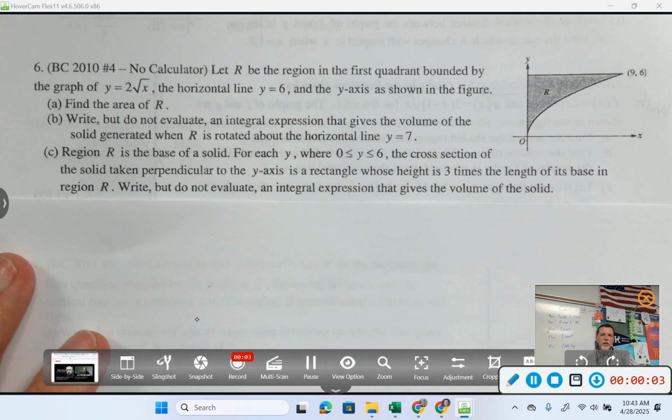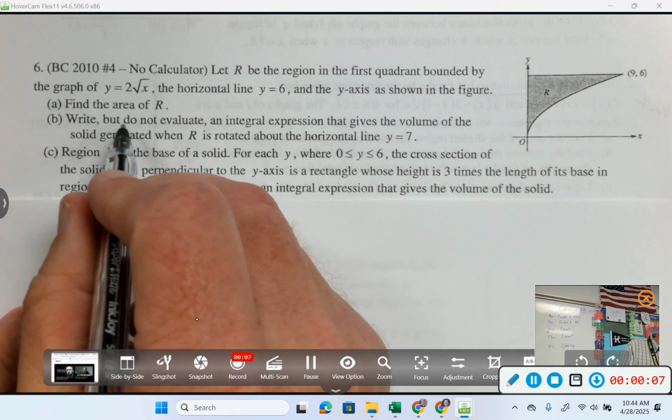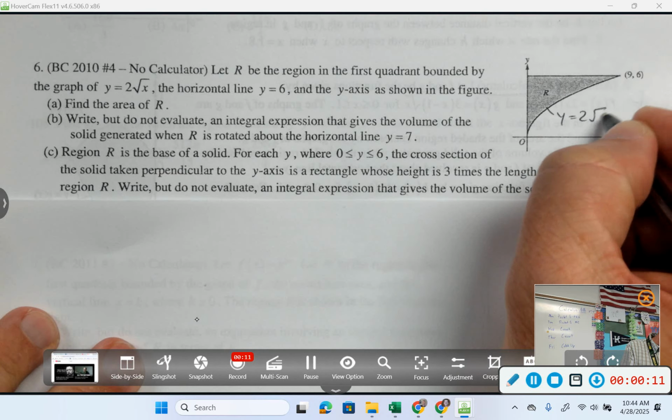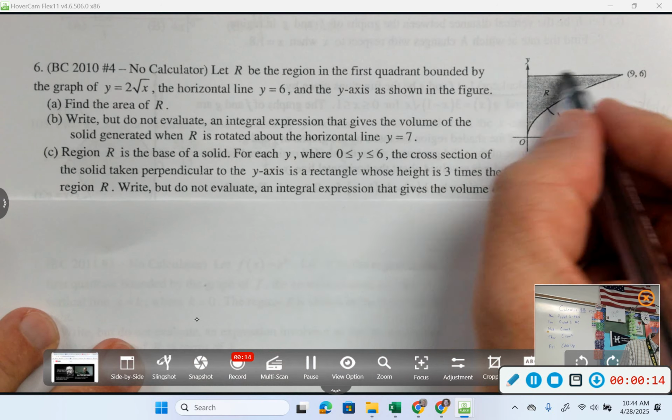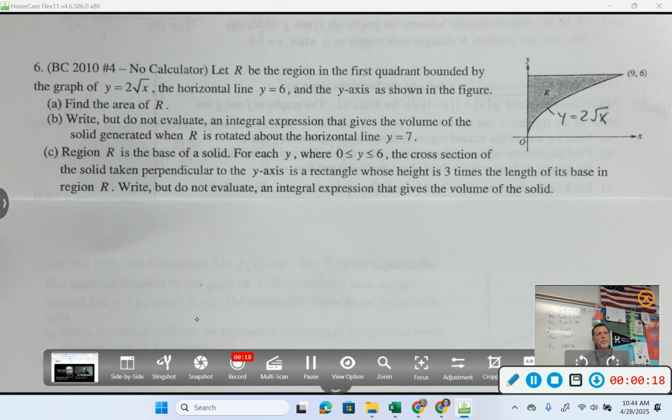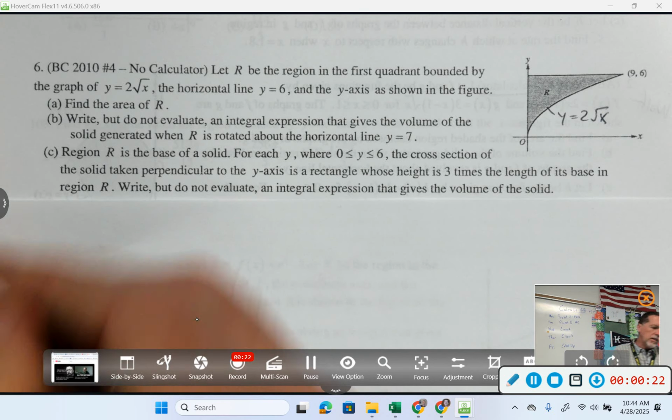Let R be the region in the first quadrant bounded by the graph of y equals 2 square root of x, the horizontal line y equals 6, and the y-axis as shown in the figure. Okay, nice. They give me a figure. Find the area of R.